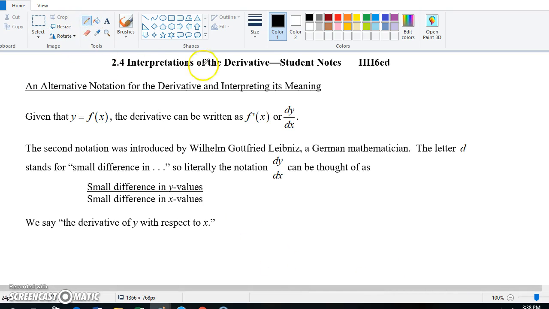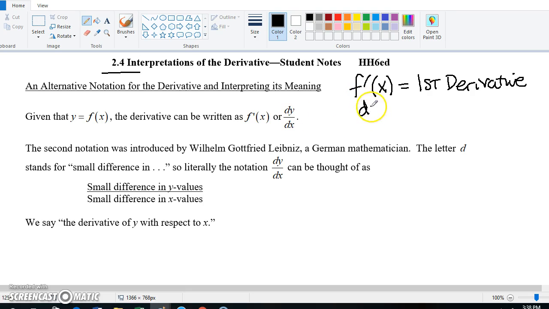Okay, today in class, one of the things we only did a little bit on section 2.4, and that was to look at the idea of other notation. So we've learned that f prime of x represents the first derivative. Another notation for first derivative is this dy dx. And we say it just like that, dy dx. But what it really means, I mean, it kind of looks like change in y over change in x. That's what we're really talking about.